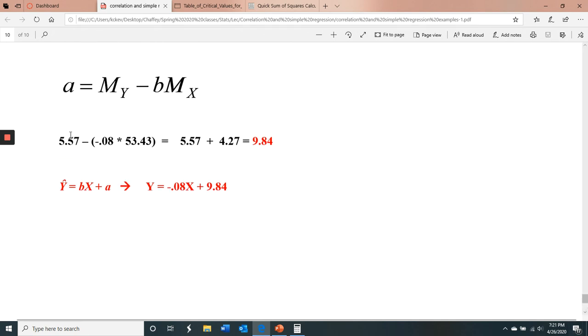Mean of y, 5.57, minus the slope, negative 0.08, which is what we just calculated. And multiply that slope by the mean of x, which was 53.43. Negative 0.08 times 53.43 is 4.27. Don't forget we have a negative times a negative. And so we actually add here. I should say we're subtracting a negative number, so we're actually adding. So 5.57 plus 4.27, our y-intercept is 9.84.